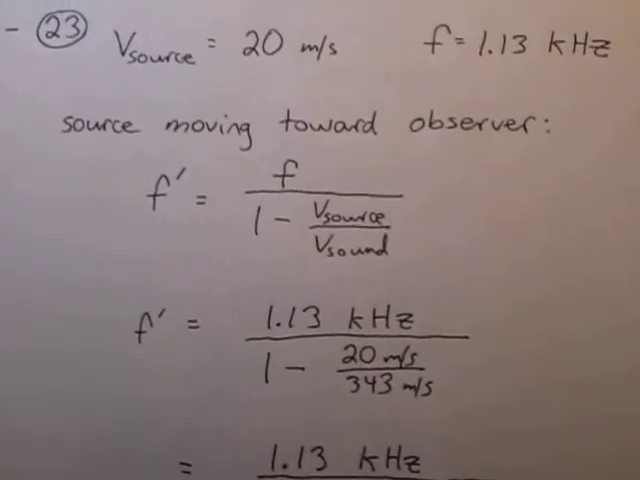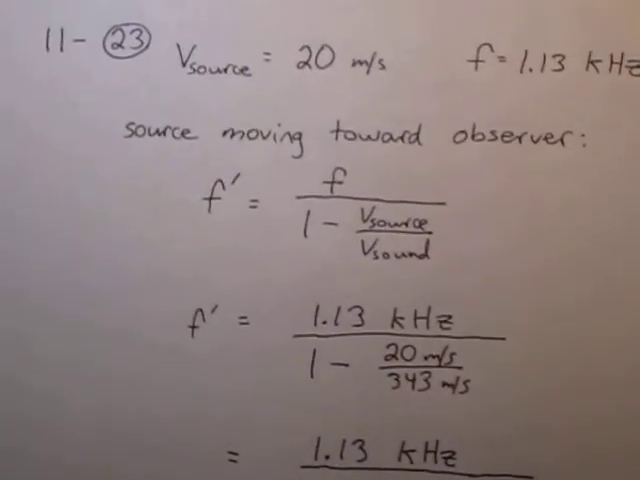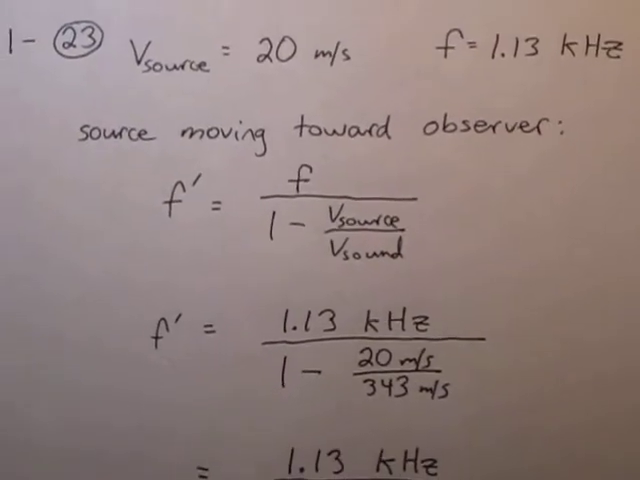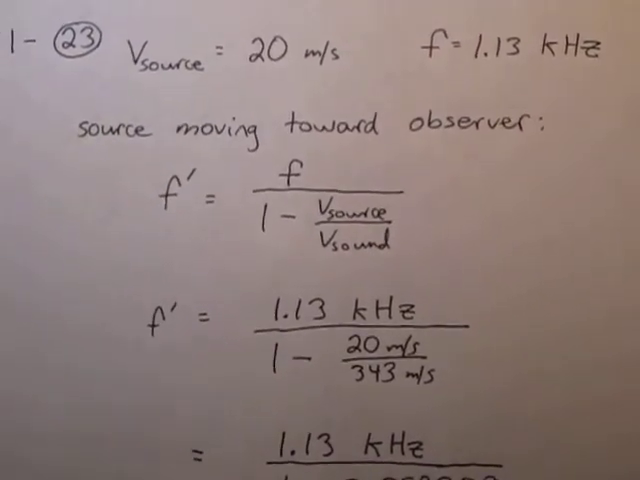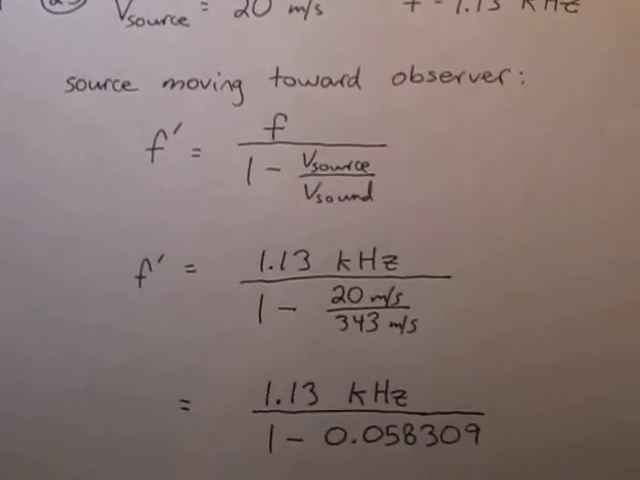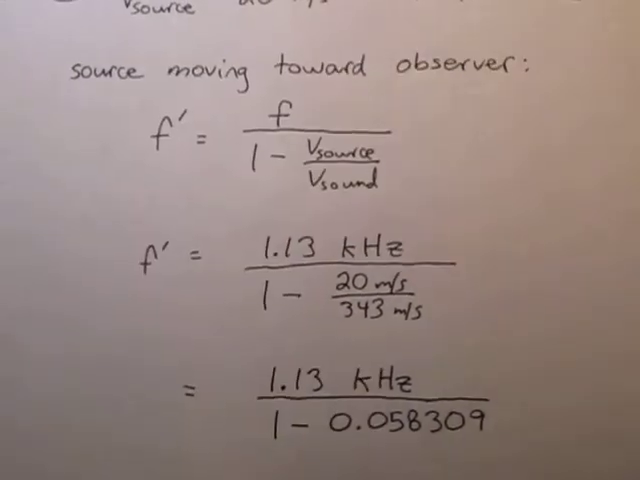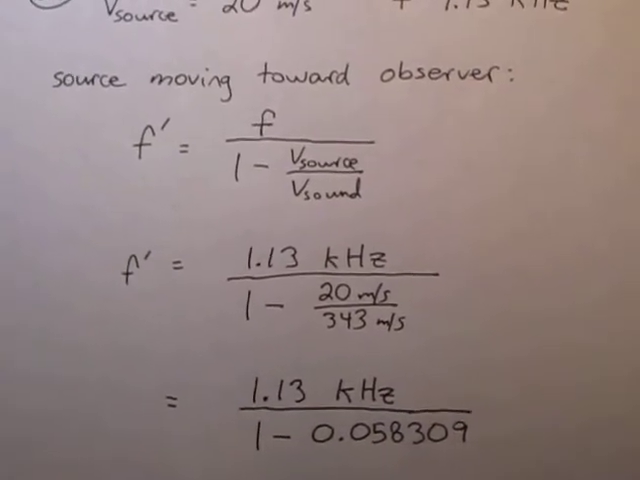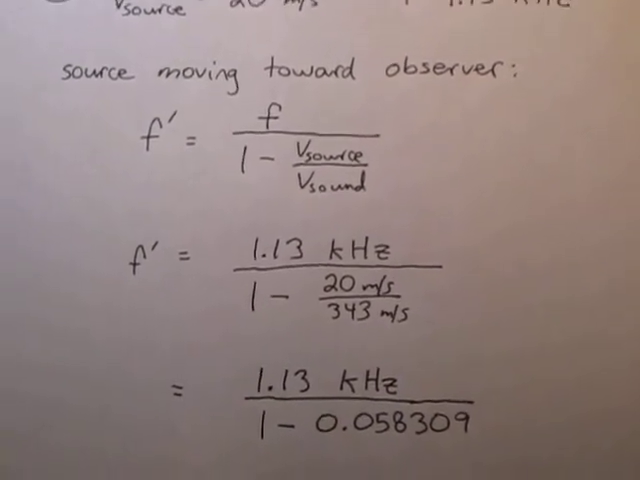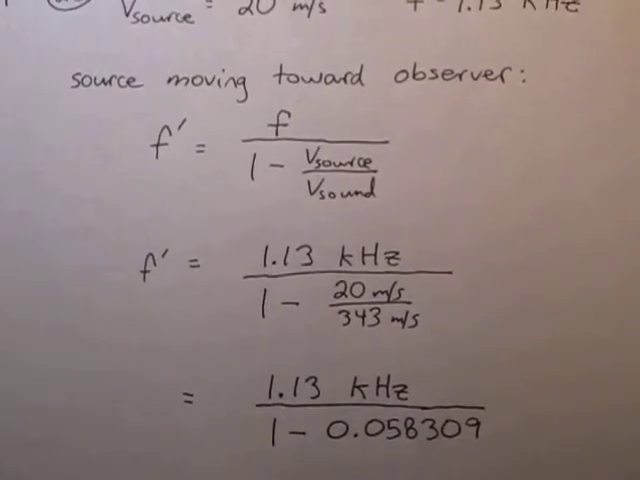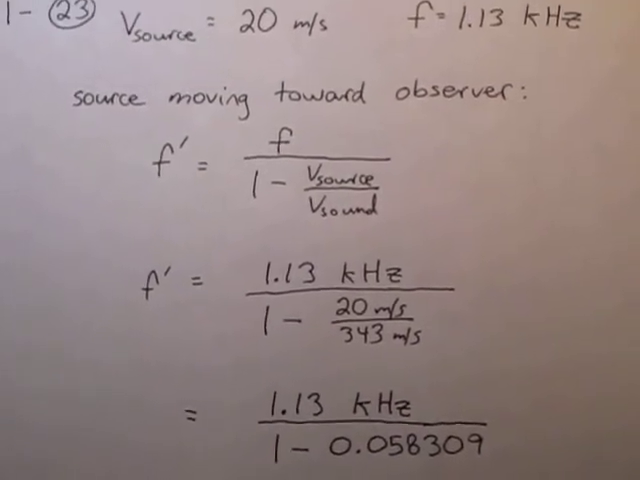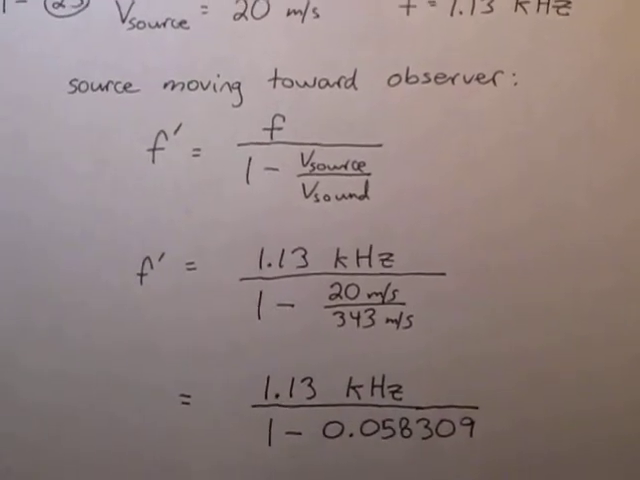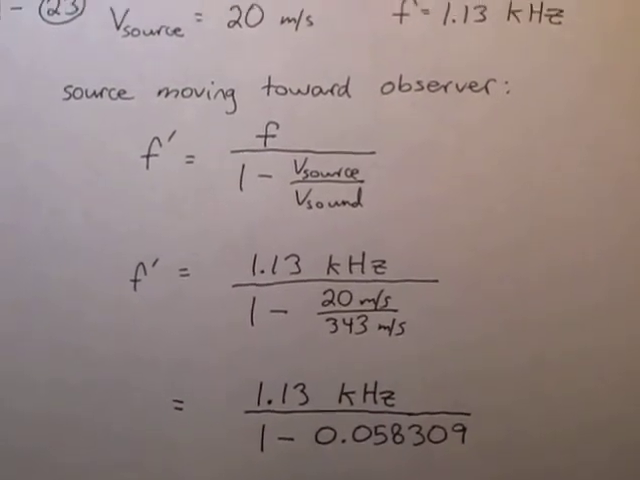But this is the equation: the perceived frequency, f prime, is the emitted frequency divided by 1 minus the velocity of the source divided by the velocity of the sound. As we plug the numbers in, it's good to pay attention to the units. I don't have to convert this to hertz, but recognize that those are the units that I'm using. So 1.13 kilohertz is the emitted frequency, divided by 1 minus, and then we plug in velocity of source divided by velocity of sound, 20 meters per second over 343.